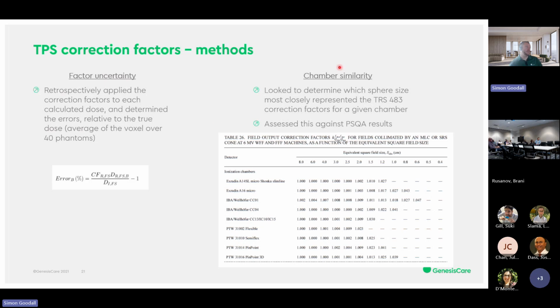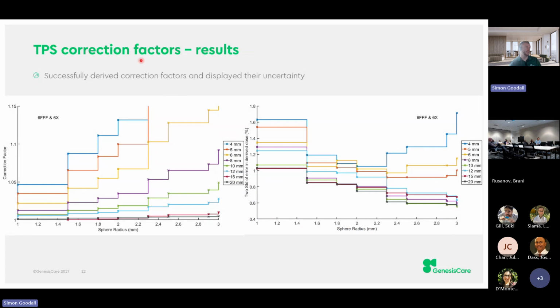And then finally, to look at the chamber similarity, we took these tables from the TRS report I referenced earlier. They tell us what the correction factors are when you're using any given chamber. What we wanted to do is see if we could match these values up to some of the calculated correction factors within the TPS. That would allow us to use one of these chambers for measurement and use the same size sphere within the TPS without having to apply corrections to either detector or calculation.